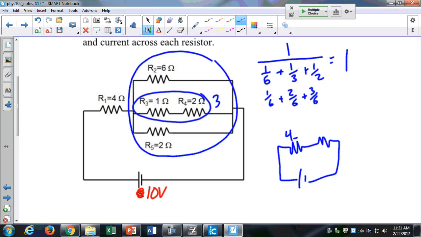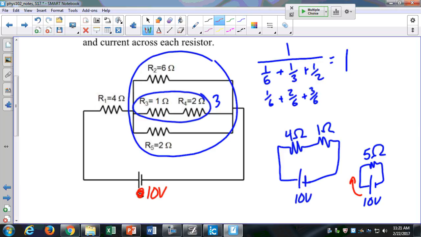All right, and then I'm left with a circuit that has 2 resistors. That is 4 ohms and 1 ohm. This is 10 volts down here. And of course, the equivalent of that is 4 plus 1, or 5 ohms. 10 volts. Now I can find the current. So now I start working backwards. I say this current, well, that's 10 over 5. V over R is 2 amps. So I got 2 amps going through this circuit.